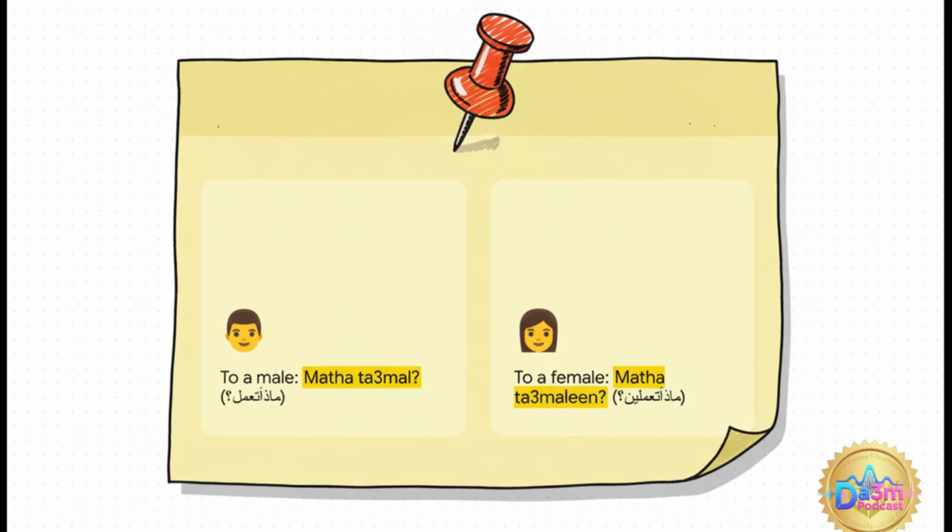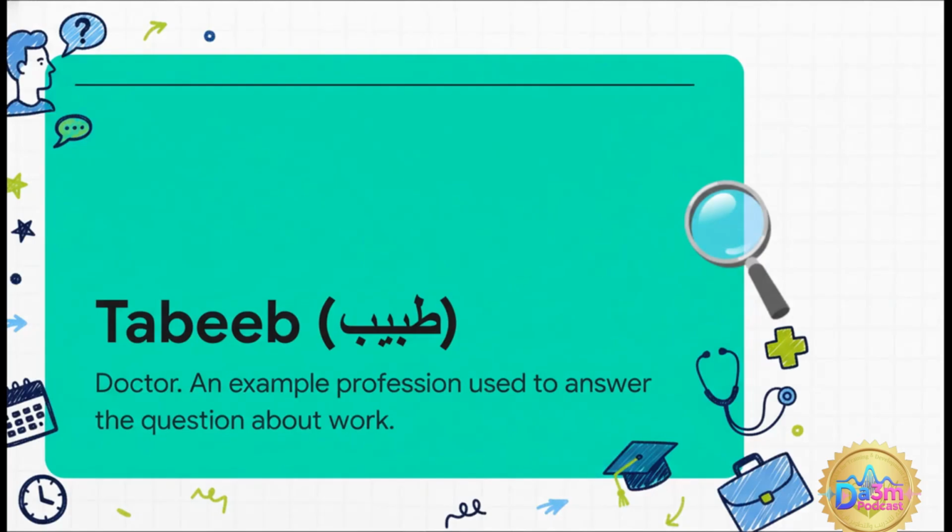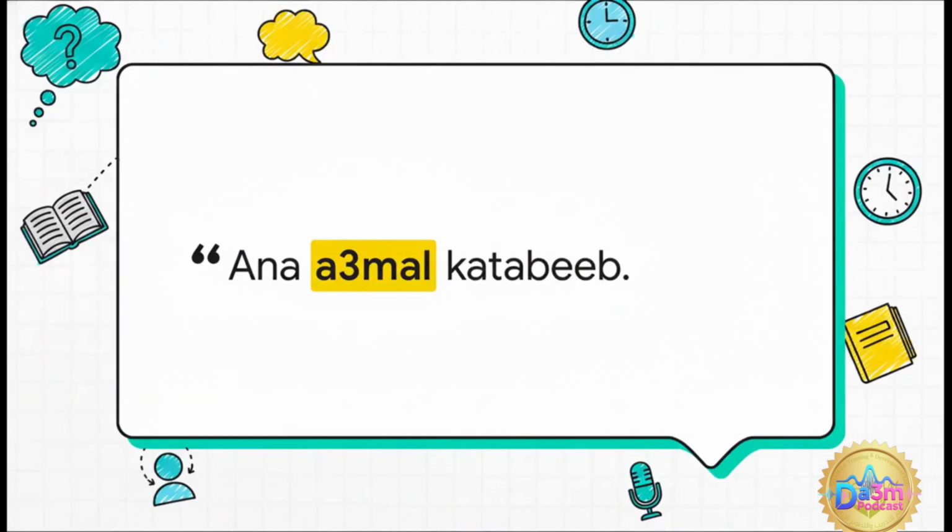Okay, I'll be honest, asking about work is a little different. It's a bit of a curveball because we're using a verb now, and that verb changes. For a male, you ask matha ta'mal. For a female, it's matha ta'malin. For right now, the best way forward is to just memorize these two really useful phrases as they are. And, of course, to answer the question, you'll need a profession. In our example here, we're using the word tabib, which means doctor. So the full answer would be ana a'mal ka tabib. Let's see, ana is I, a'mal is work, and ka tabib means as a doctor. And just like that, you now have all three pieces for a complete self-introduction.